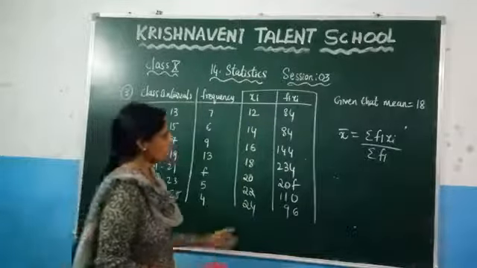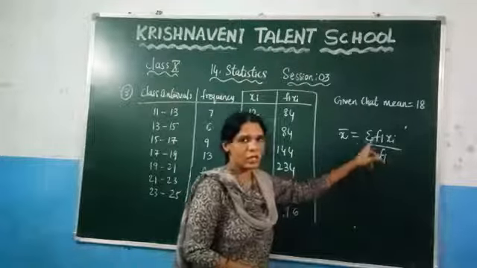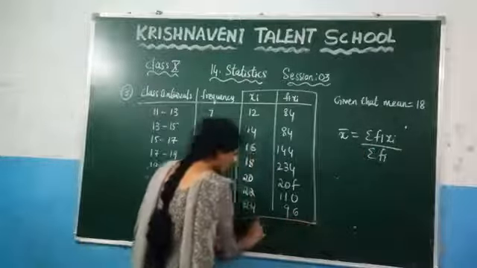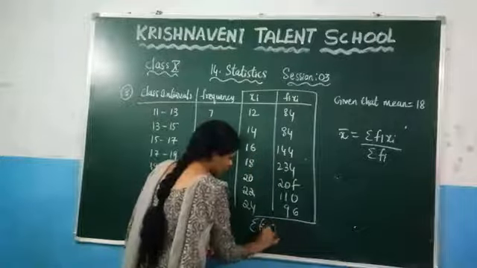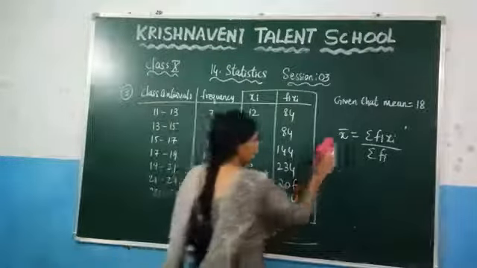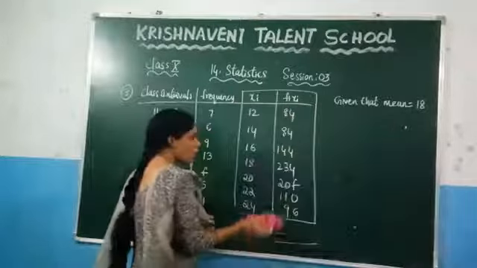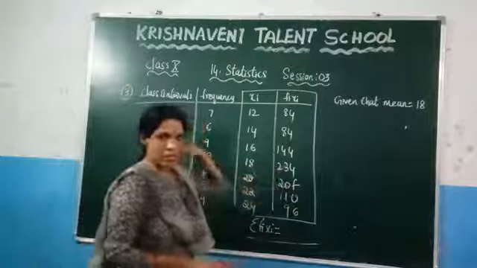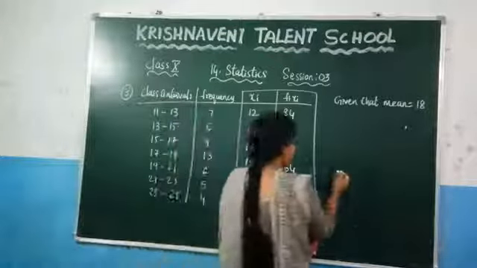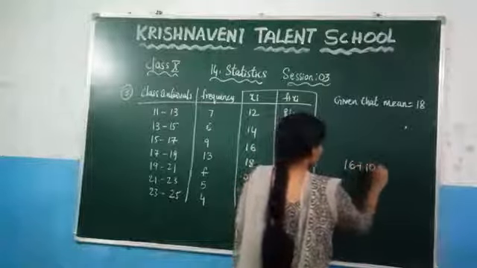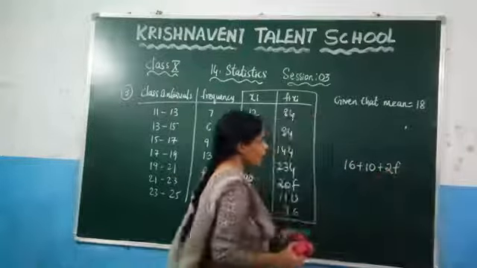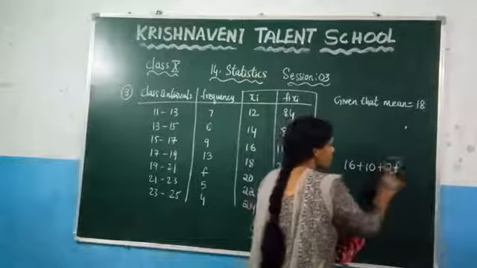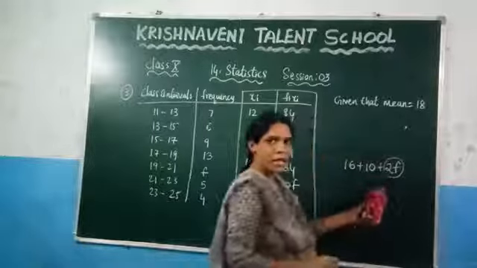Now what is our next step? You need to find sigma fi xi. Sigma is nothing but the sum of all these values. How do you add all these values? Here you can observe that in the middle 20f is there. Can we add all these values here? Let us suppose you are given a number like this, 16 plus 10 plus 2f. Can we add 16 plus 10 plus 2f? We cannot add, because here you can observe that it is a combination of a variable and a number. You cannot add this to the number.